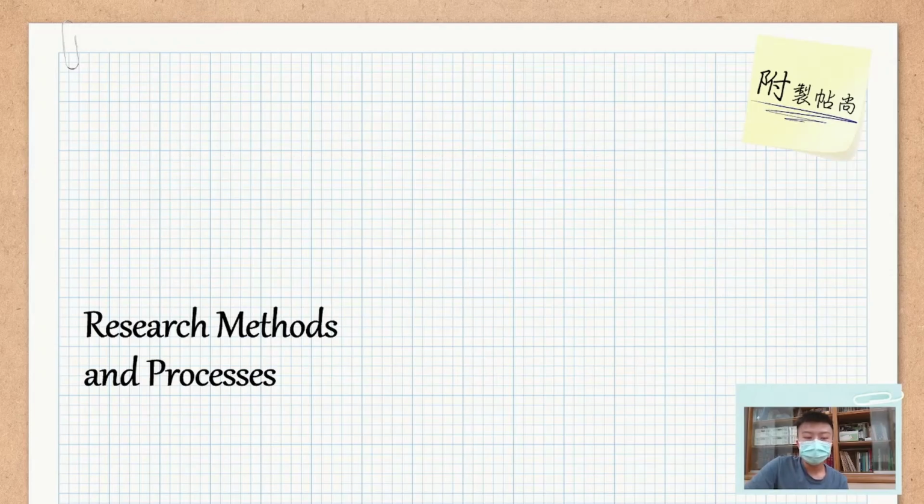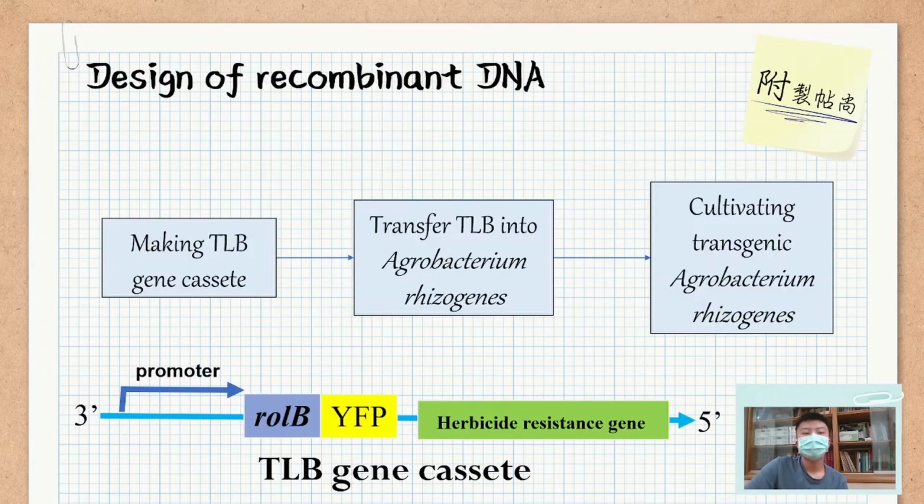Let's move on to our research methods and processes. First, we're going to design recombinant DNA. There are 3 steps. First, making the TLB gene cassette.